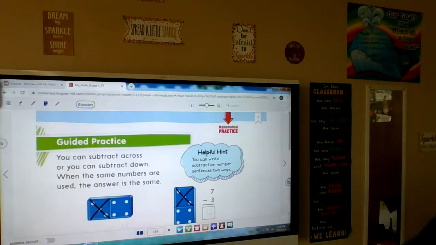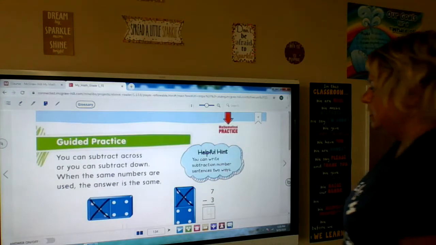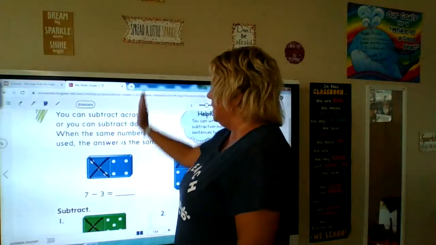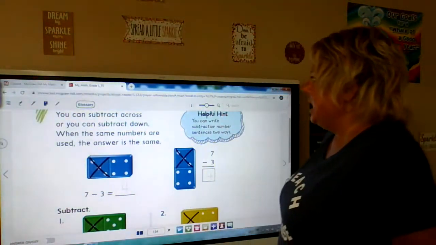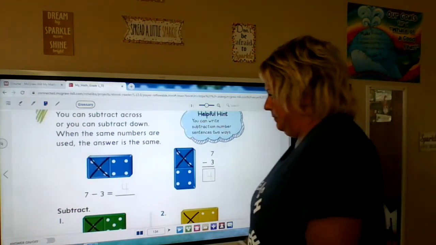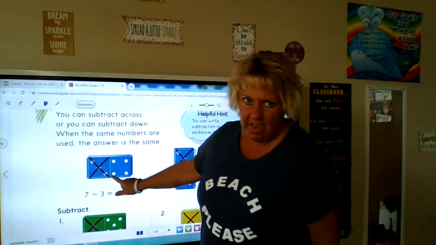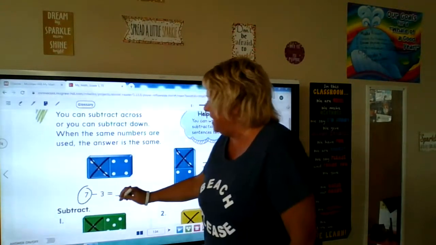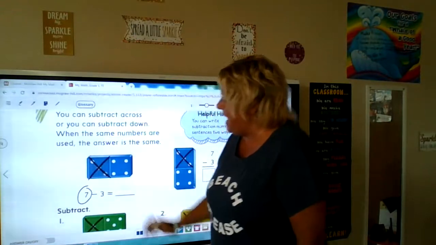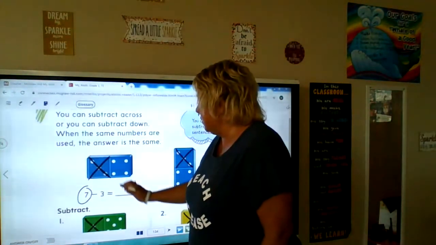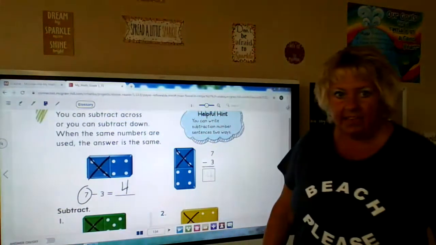Okay, it should look like that. It's page 134. You can subtract across or you can subtract up and down. When the same numbers are used, the answer is the same. So here we had 7 dots on the domino altogether. So the whole was 7. We're going to take away the 3 or the part 3, and we're going to have 4 dots left.